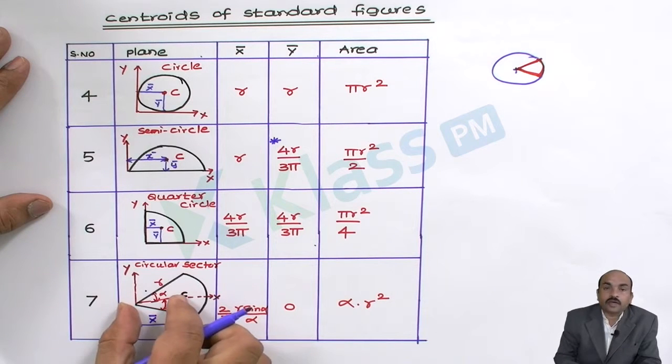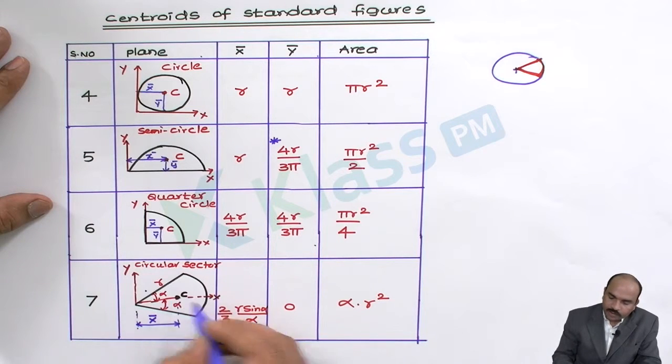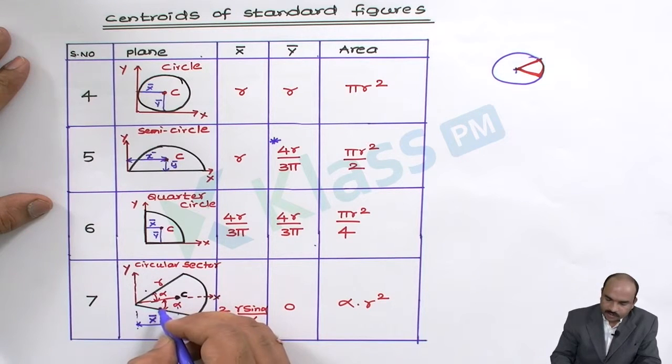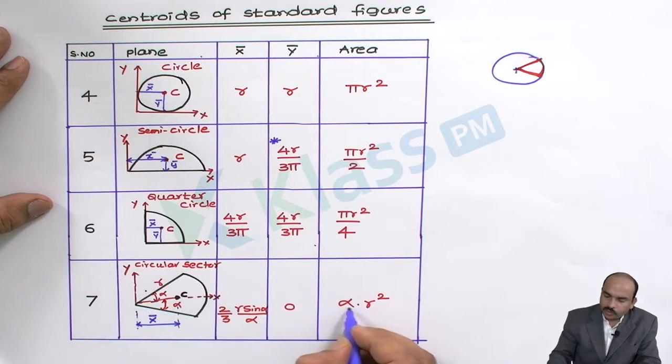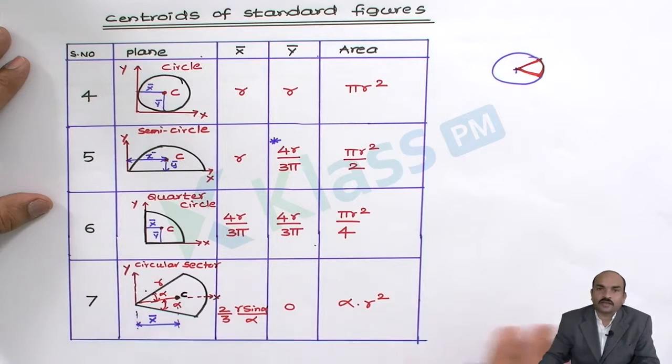This length is X bar. So that is 2 by 3 r sin alpha by alpha, whereas Y bar is 0. Now the area of this circular sector we can calculate with the help of the formula, that is alpha into r square. So these are the formulas we have to use for a circular sector.